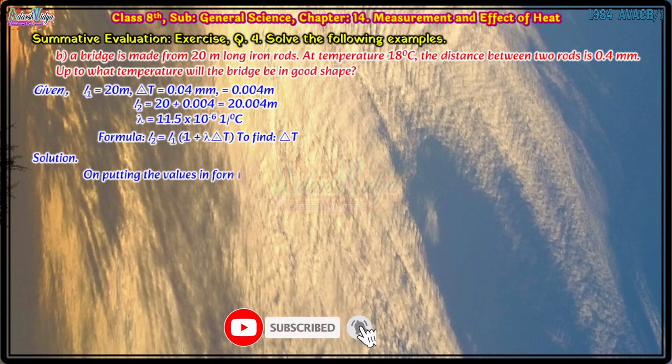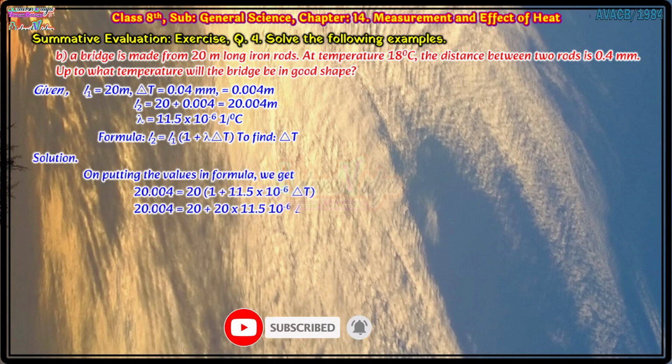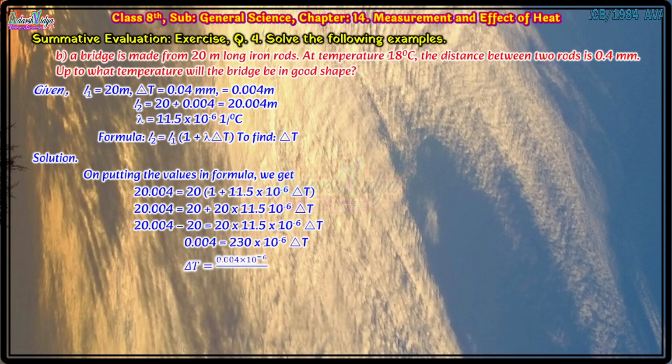Solution. On putting the values in the formula, we get 20.004 is equal to 20 (1 plus 11.5 × 10^-6 ΔT). 20.004 is equal to 20 plus 20 × 11.5 × 10^-6 ΔT. 20.004 minus 20 equals 20 × 11.5 × 10^-6 ΔT. 0.004 is equal to 230 × 10^-6 ΔT.